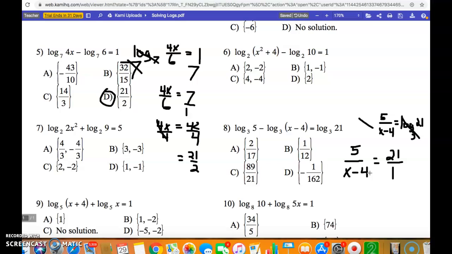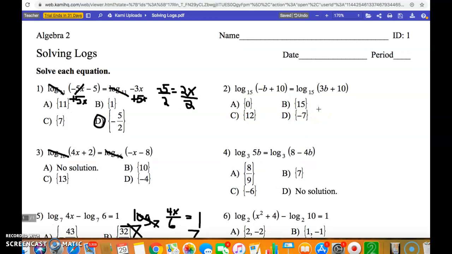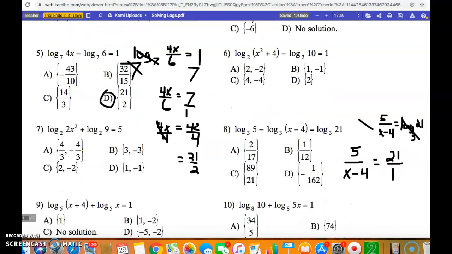So this is how these logs work. If you have one single log on both sides, and they're the same base, you can cancel them. So cancel, cancel, solve. If you do not have that set up, you may have to condense logs, and if there's not a log on both sides, you may have to exponentiate. And again, whatever that base number is, that is what you use as the base. So if this is log base 5, you do 5 to that power. If this is log base 8, you do 8 to that power.